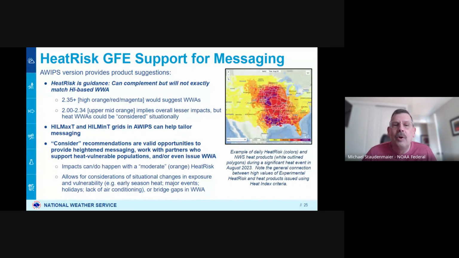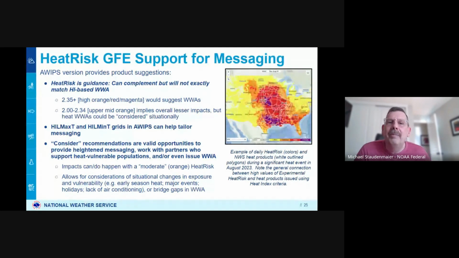Is this just a brief cool down between two excessively hot periods and we should bridge that slight decrease in temperatures with a product, because we have that known lag factor of heat impacts, and also it just keeps the overall heat event intact? Are there widespread power outages in the area? Are heat indices high enough to warrant issuing a product to provide enhanced messaging even at this orange level? This is what should be considered when a product recommender grid is providing that consider recommendation.